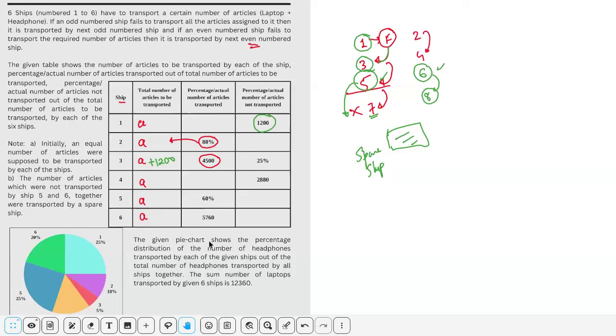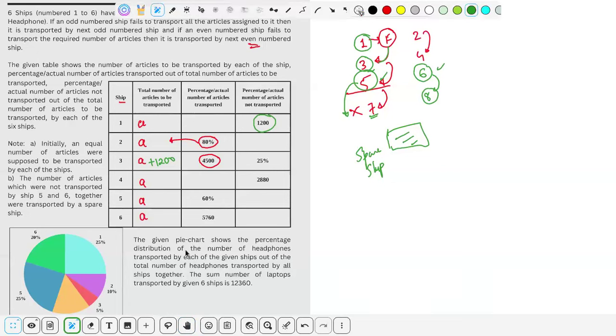The given pie chart shows the distribution of the number of headphones transported by each of the given ships out of the total number of headphones transported by all the ships together. Okay, तो जो हेडफोन के बारे में यहाँ पे गिवन है कि कितना परसेंट टोटल, अगर हेडफोन की बात करें, let's say टोटल अगर कुछ 10,000 हो. ओके, तो 10,000 में से कितने परसेंटेज में डिवाइड, तो these are the percentage division of the shipment by each ship. You can see, वन नंबर है, मतलब कि शिप 1 ने 25% ट्रांसपोर्ट किया, शिप 2 ने 10% किया टोटल का.